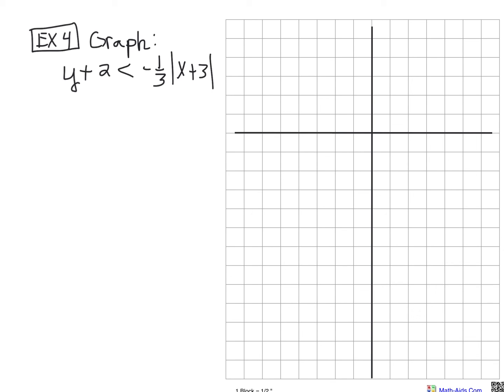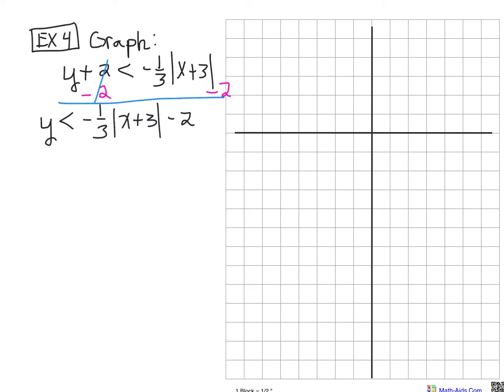Okay, so hopefully you paused the video. The first thing that you should have done was to get y by itself. So you should have subtracted 2, and then you're going to put that 2 over here on the right side. And so you end up with y is less than negative 1/3 absolute value of x plus 3, and then minus 2. So this is the inequality that we're going to graph.